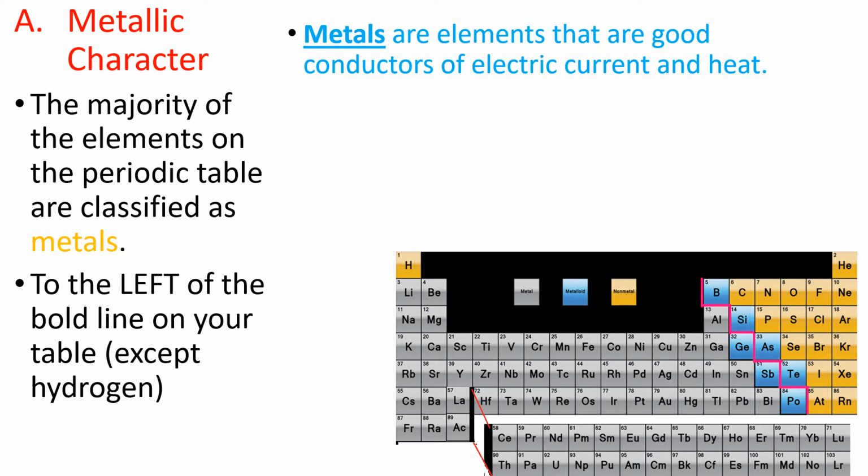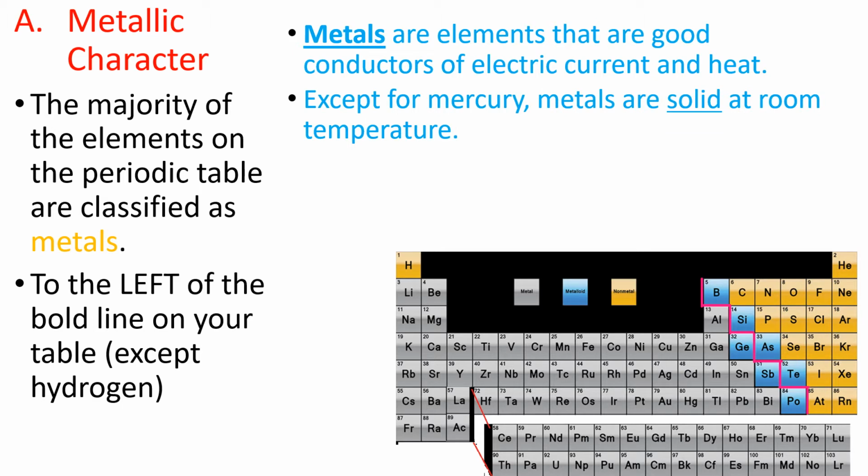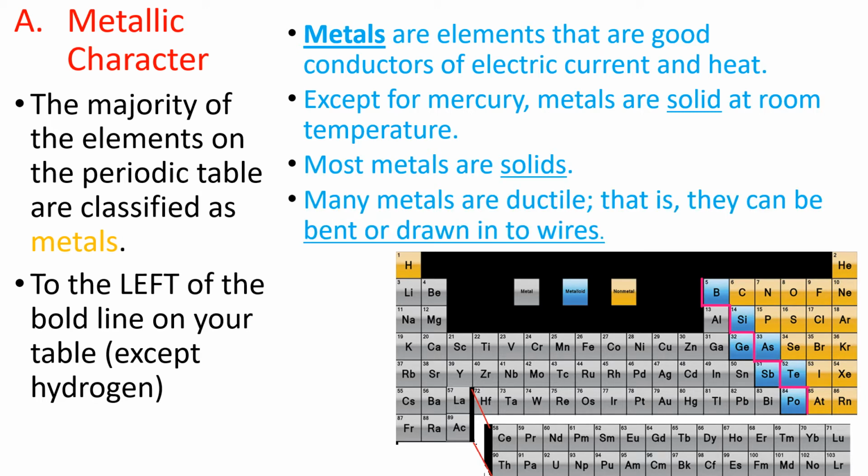Metals, as we learned back in Unit 2 earlier in the semester, are good conductors of heat and electricity. All of the metals are solid except for mercury, who happens to be a liquid at room temperature. Metals are malleable, which means they can be pounded into sheets. That's how we're able to make coins. And metals are ductile, which means they can be bent or drawn into wires. That's how we're able to make jewelry.